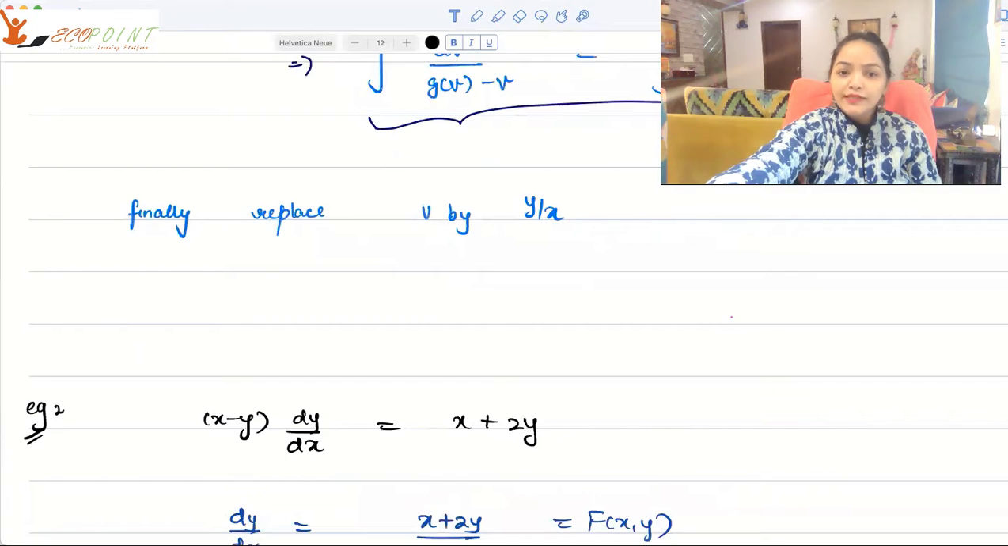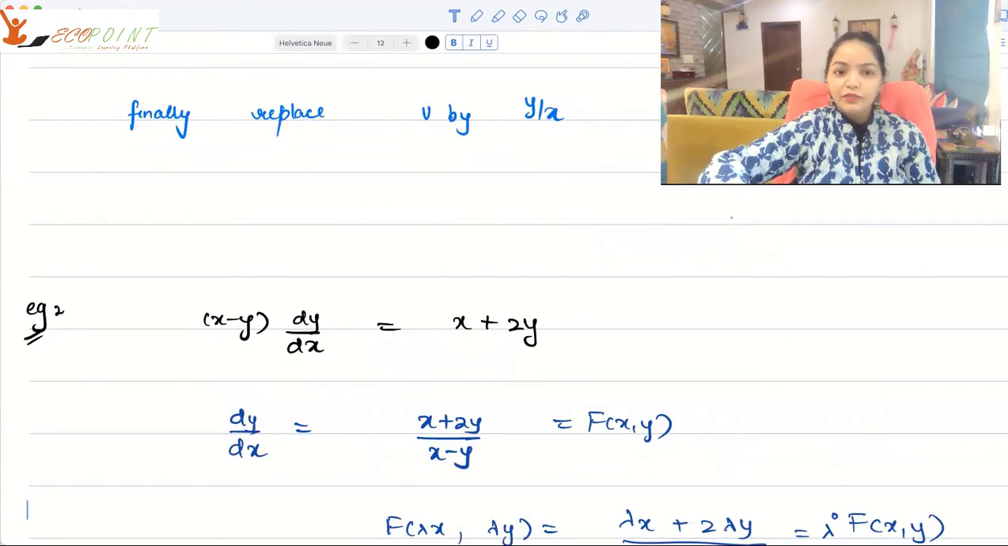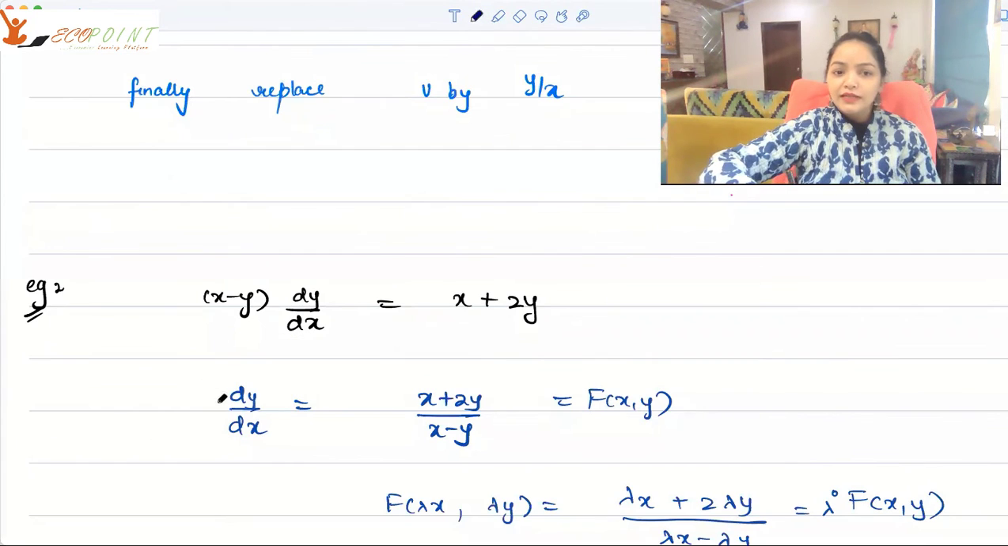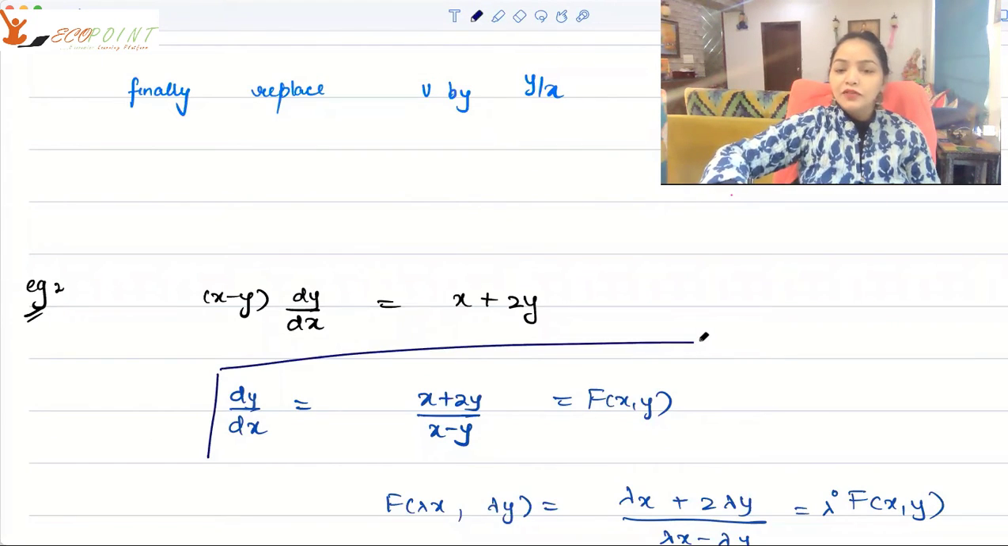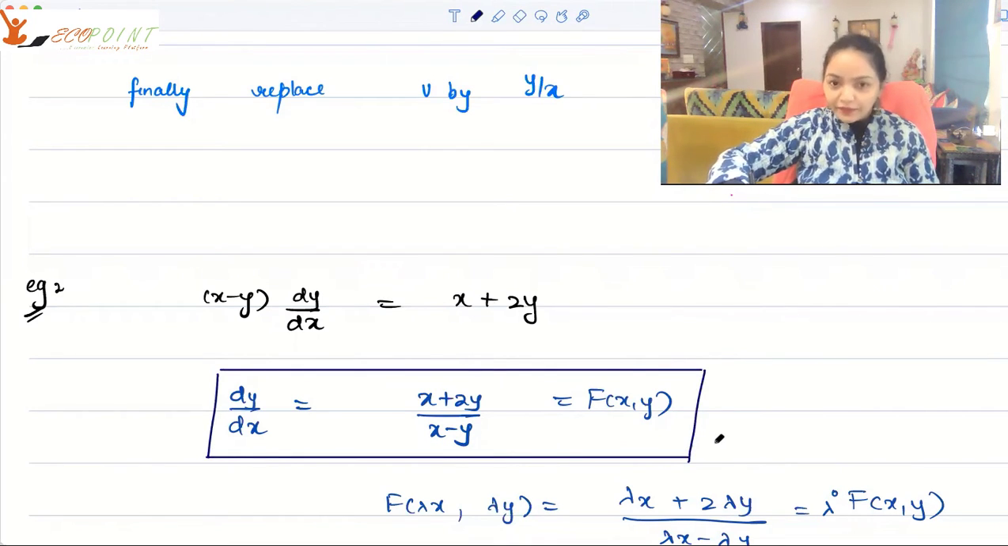I'm going to give you one example out here. That was a general case. Now let me take (x minus y) dy by dx equals x plus 2y. Clearly, if you notice here, dy by dx is a function of x and y. So I can write dy by dx as f of x comma y. Is this a homogeneous function? That's something that you need to answer first of all.